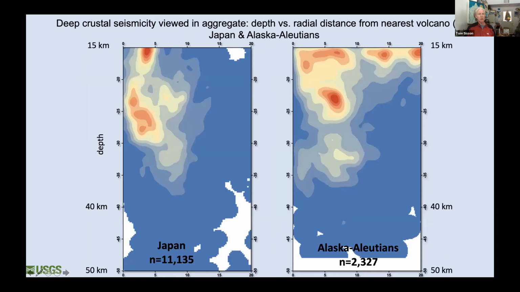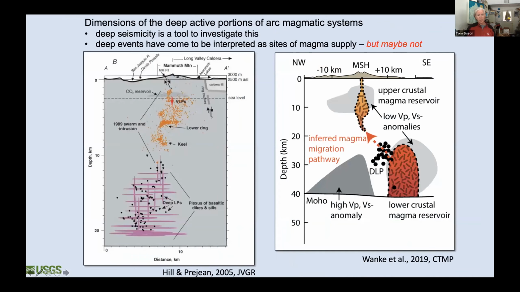So looking at deep crustal seismicity in aggregate, here's 11,000 events from Japan. Here's 2,300 events from the Aleutians. What's plotted is depth beneath the nearest volcano versus radial distance. What you can see is that the deep seismic events flare out when you get into the middle and lower crust. So there's a relatively quiet zone that's actually directly beneath the volcano.